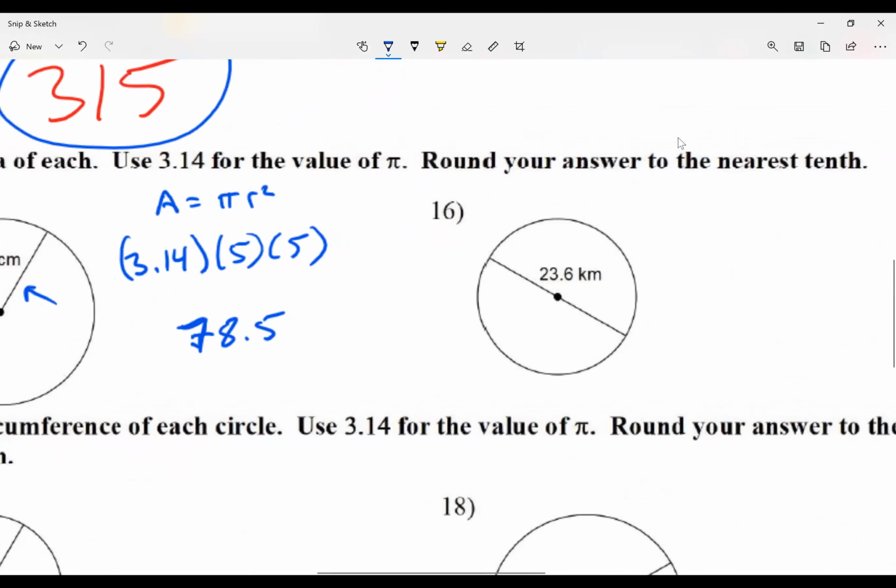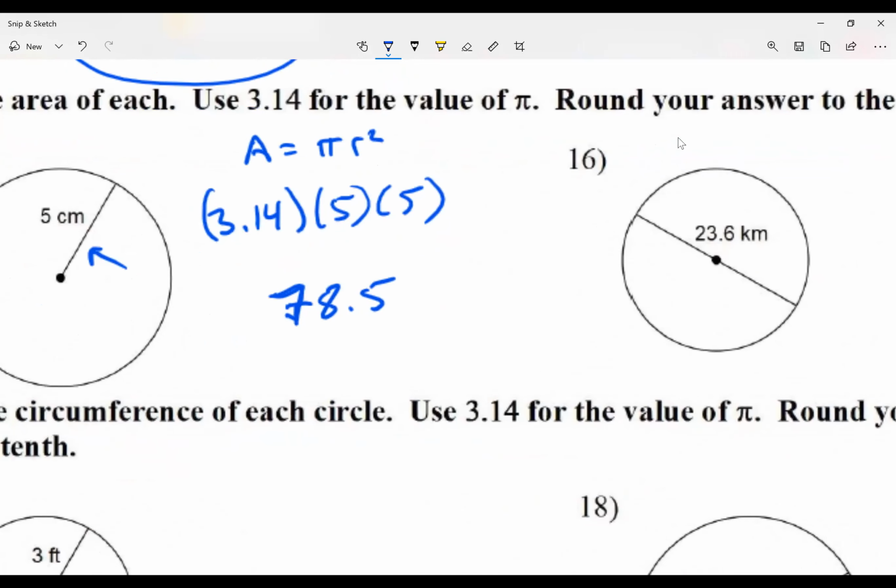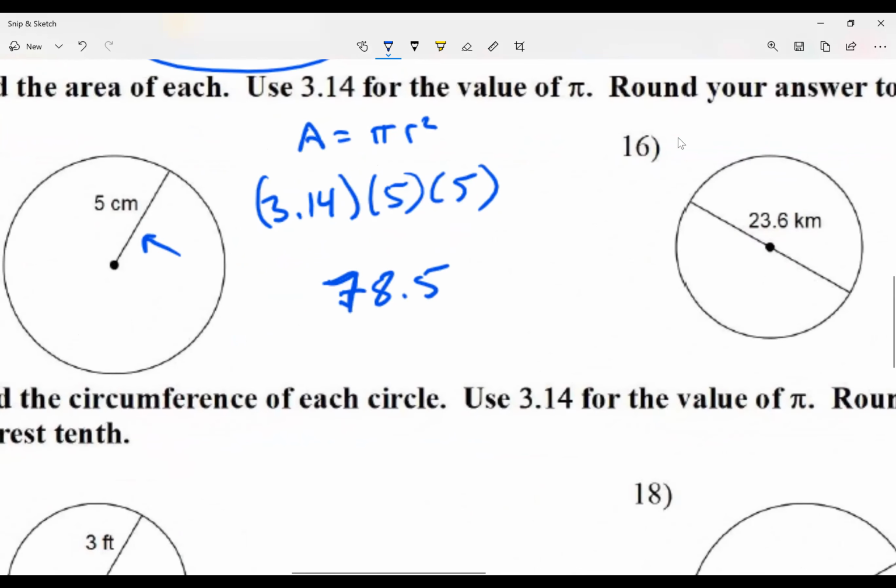Round your answer to the nearest 10th. So your answer should only have 1 decimal place. That's exactly how I got it, so I'm fine. That's all we do for areas of circle, pi times radius squared. But notice the radius is from the center out. It just crosses half of the circle.